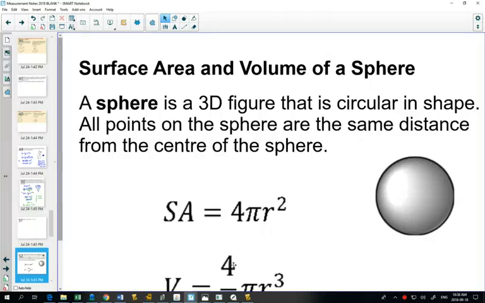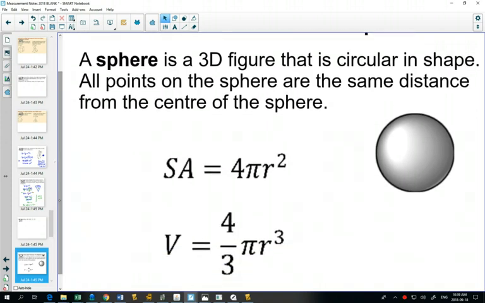Going to learn two new formulas: surface area and volume of a sphere. So you've got a sphere that's like a ball, circular in shape, three-dimensional. And a sphere, just like a circle, has a radius. But in 3 dimensions, all the points on the outside of your sphere are the same distance from the center. Now, for the surface area of a sphere, the formula is 4 pi r squared.